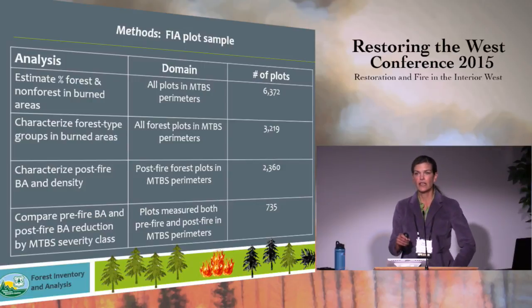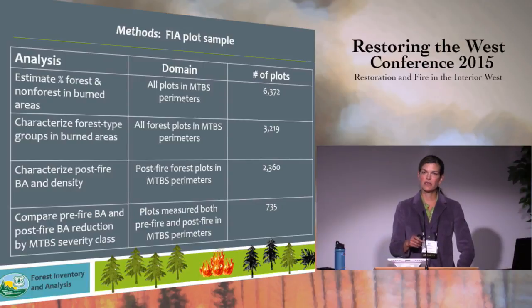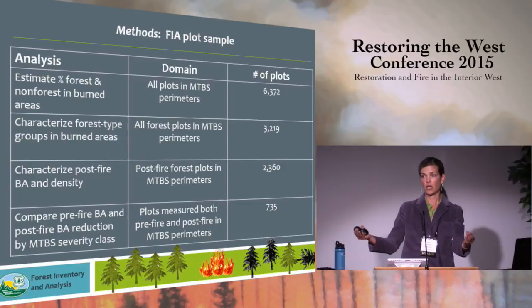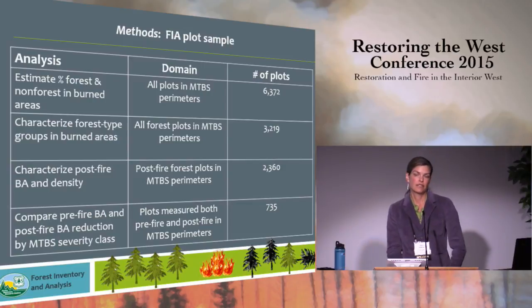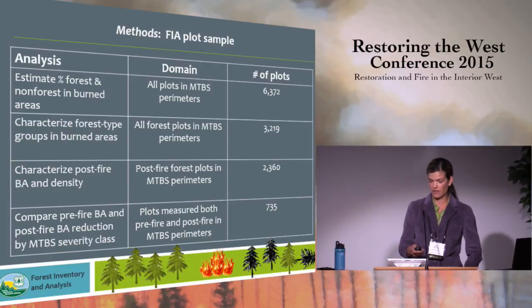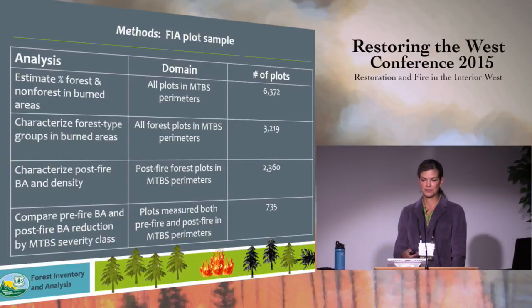And finally, to test the MTBS severity classes relative to initial conditions and also percent tree mortality, we wanted to have both a pre-fire and a post-fire measurement of the same plot to do that analysis. So we actually dug further back into the historical forest inventory data just to have a bigger sample, and we had 735 of those plots.